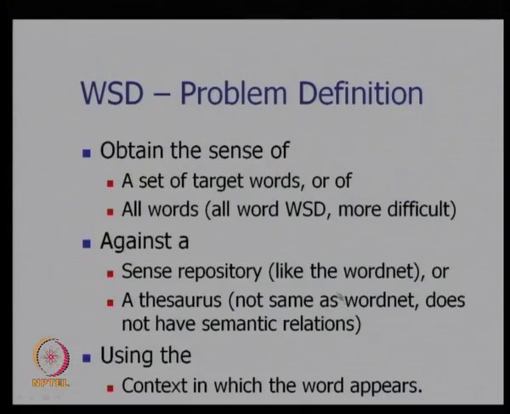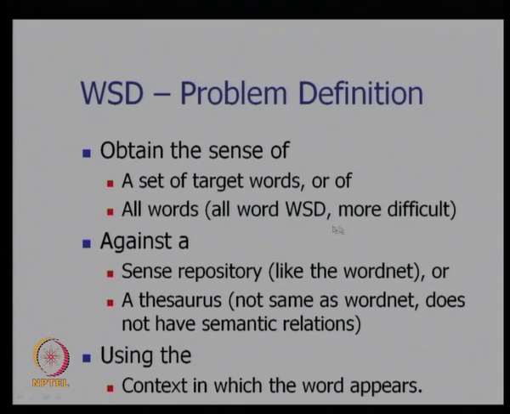We will continue discussing the word sense disambiguation methods, and today's focus will be on discussing the overlap based method in more detail and also start the supervised method. So, as we have seen before, word sense disambiguation is the problem of obtaining the sense of a set of target words or of all words, which is called all word WSD.